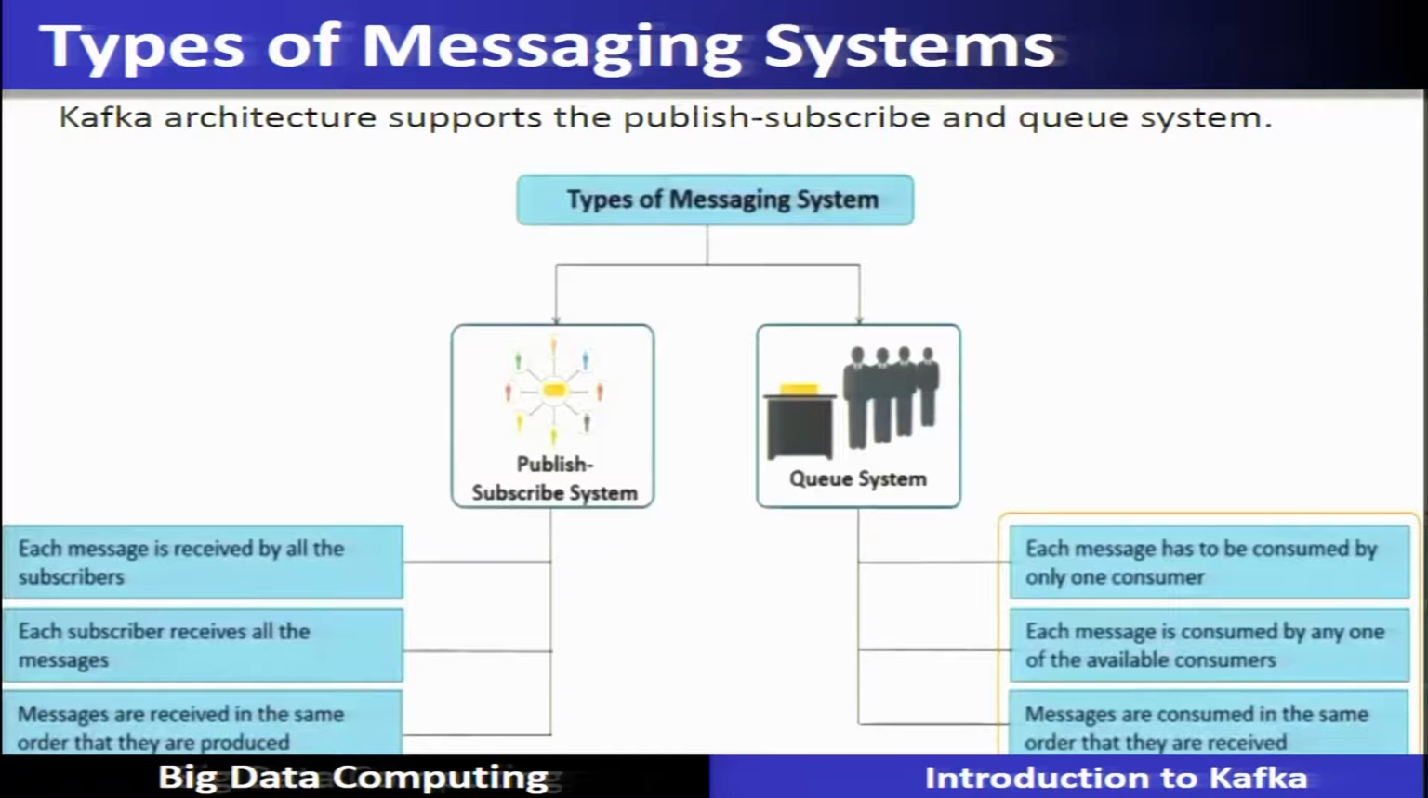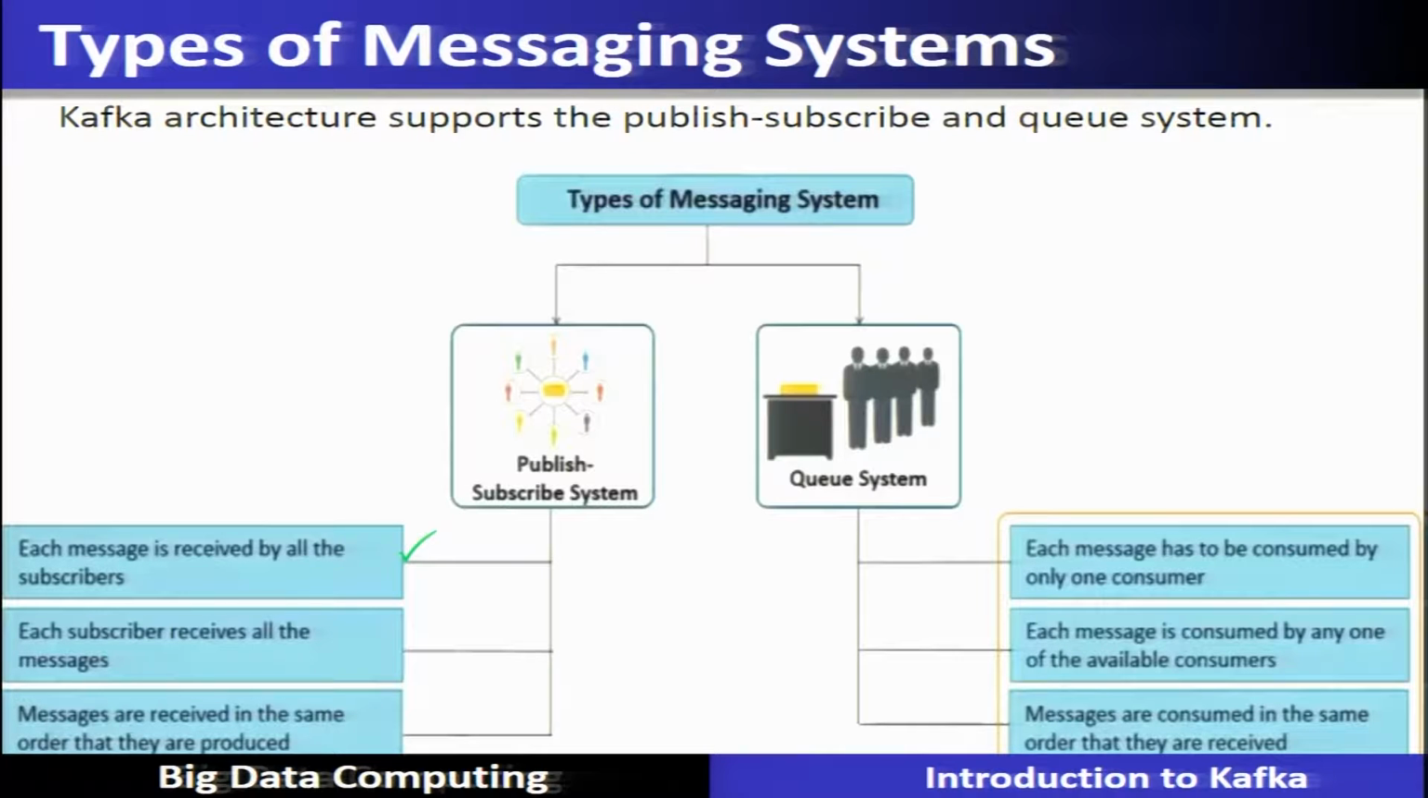Now, different types of messaging systems are available as of date. Kafka architecture supports publish-subscribe and queuing systems. In the publish-subscribe system shown on the left, each message is received by all the subscribers, or the consumers. Each subscriber receives all the messages, and the messages are received in the same order in which they are produced.